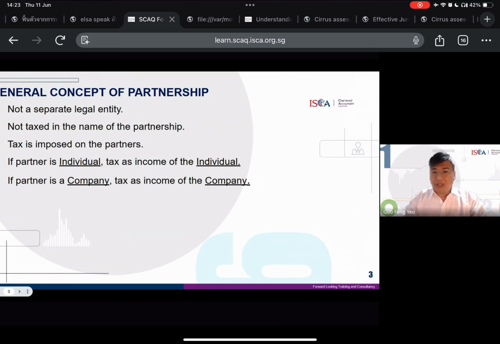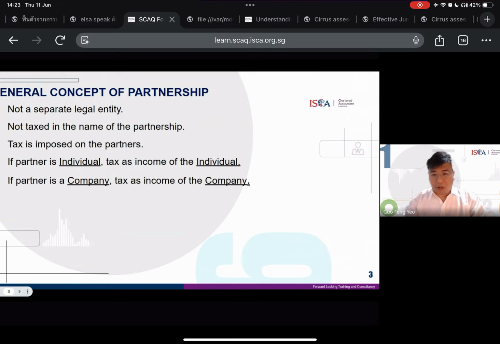So, does it mean that a general partnership doesn't pay tax? The answer is yes. The partnership itself does not have to pay tax. However, the same cannot be said for the partners of the partnership. The tax on the profit that the partnership derives would be imposed at the partner's level.